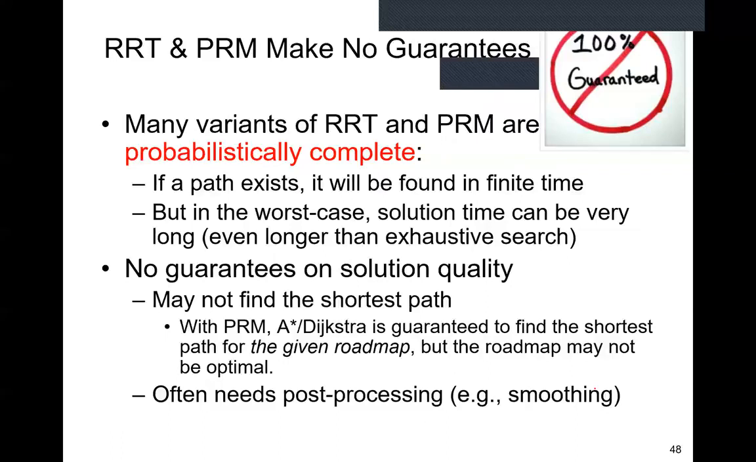And also, there are no guarantees on solution quality, so it may not find the shortest path. So with PRM, A star and Dijkstra are guaranteed to find the shortest path for the given roadmap, but the roadmap may not be optimal. So therefore, the overall algorithm does not guarantee solution optimality. And also, they may need post-processing to make the path smoother.